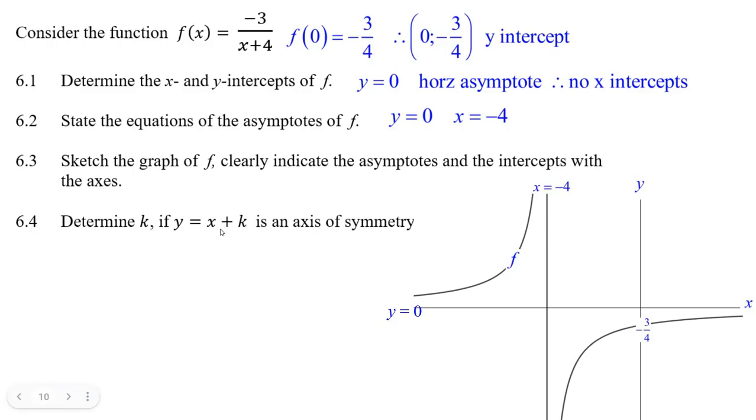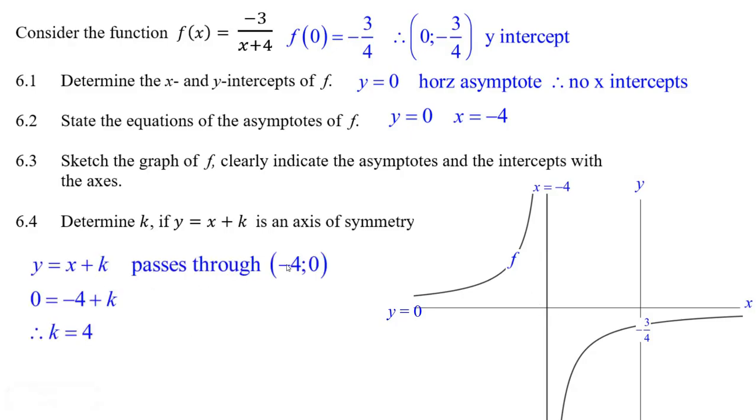Determine k if y equals x plus k is an axis of symmetry. That's the positive thing. Well, the key thing is this little point right here. We know that its gradient is 1, but we know this is the point it goes through, which is minus 4 as the x-coordinate, but 0 as the y-coordinate. So that's all we do. We just take minus 4, we put it in for x, 0 we put in for y, and what do we get? Oh, we add 4. K is 4.